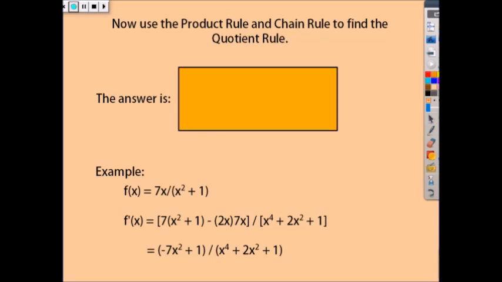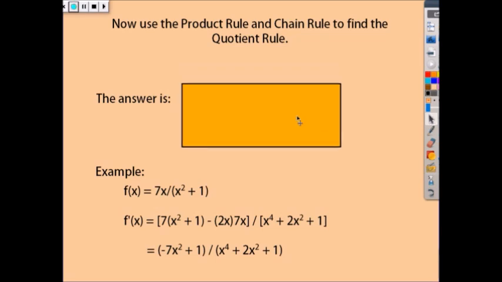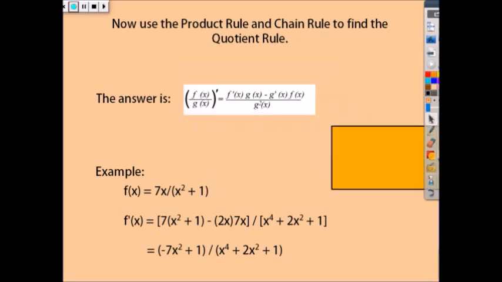Now use the product rule and chain rule to derive the division rule, which is the quotient rule. The quotient rule is: the derivative of f of x over g of x equals f prime of x times g of x minus g prime of x times f of x, all over g squared of x.